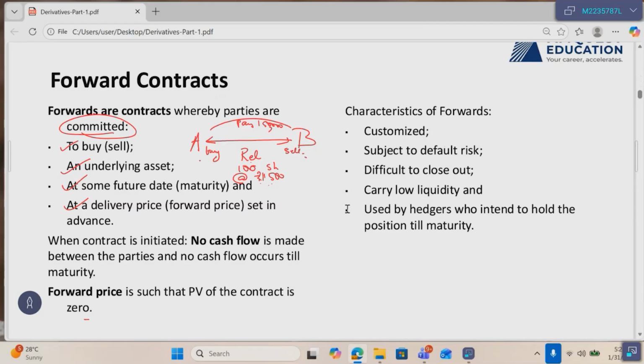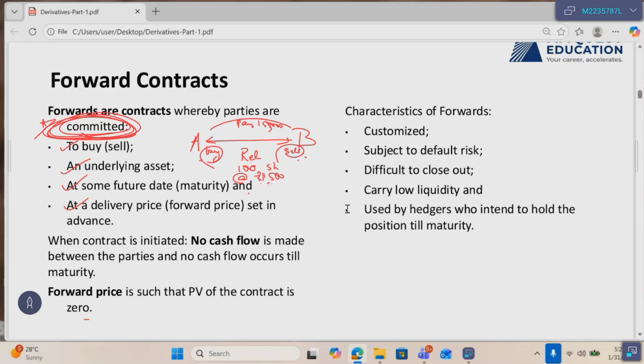Same thing, if Reliance becomes 1400 or 1000 bucks, this guy will make money. But the other can't say, no, sorry, it's too much. No, he can't do that. He has to buy and he has to sell, and the commitment cannot be backed out. And that is a forward contract. No commitment can be broken.